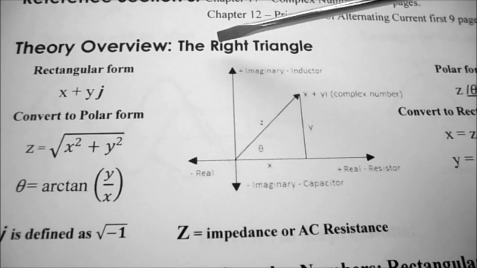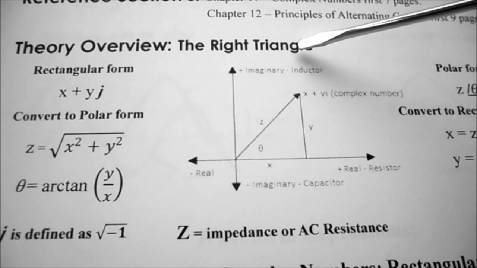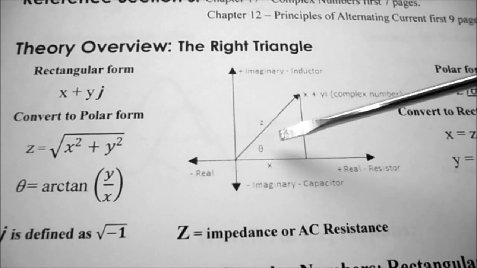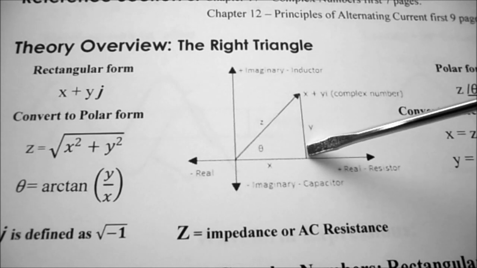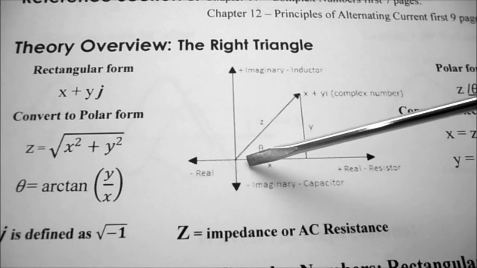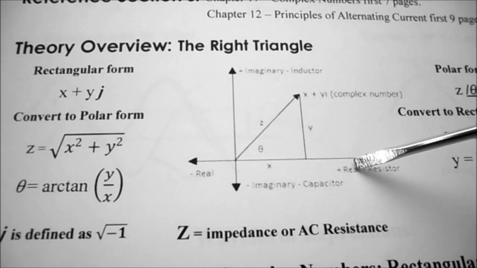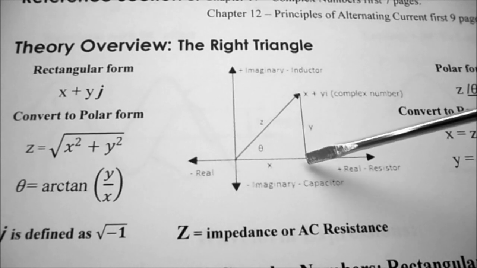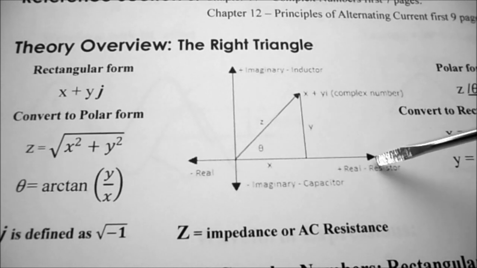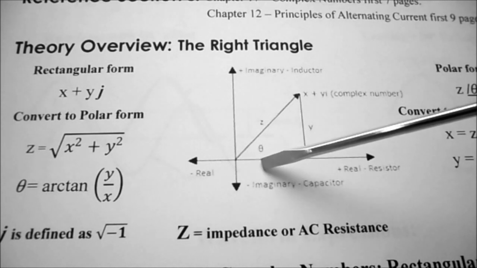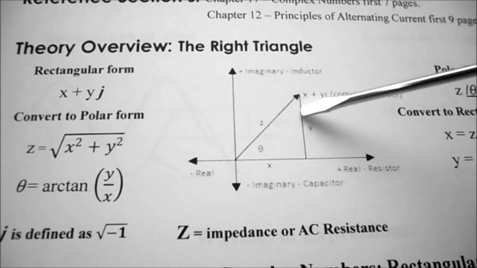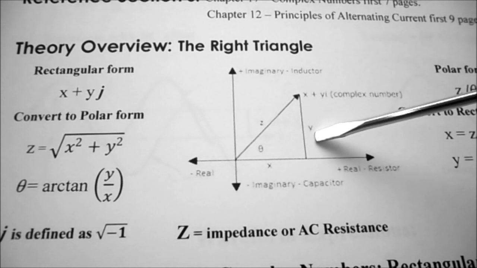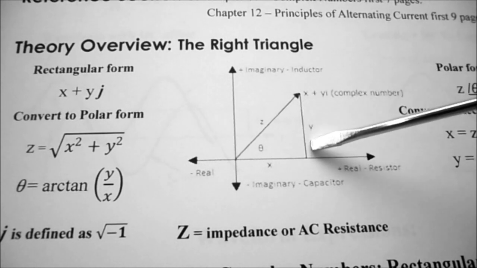So you can see under theory overview we're going to be talking about the right triangle, and basically we have an x-axis and a y-axis, so this is a basic two-dimensional graph. The x-axis is called the real axis, and it's either the current, voltage, or resistance of the resistor. So we always draw that on the horizontal axis. On the vertical axis, labeled y, is going to be your complex component or your imaginary part of your waveform.